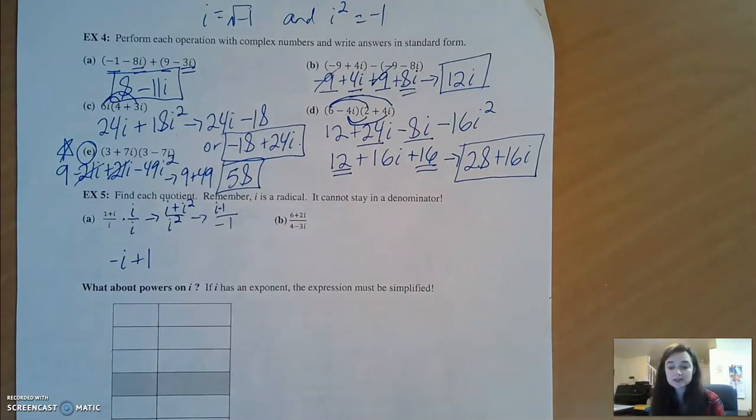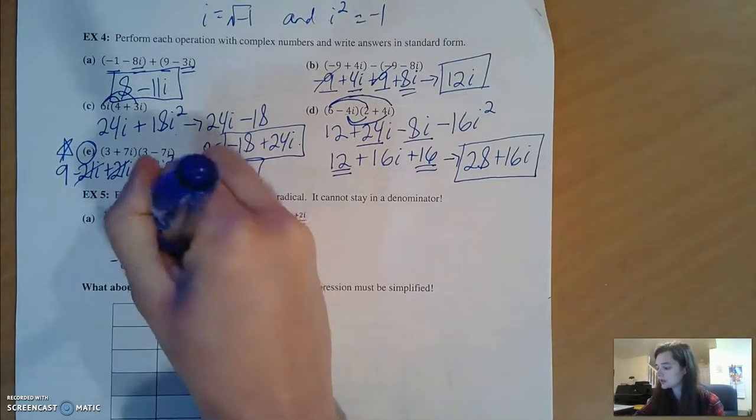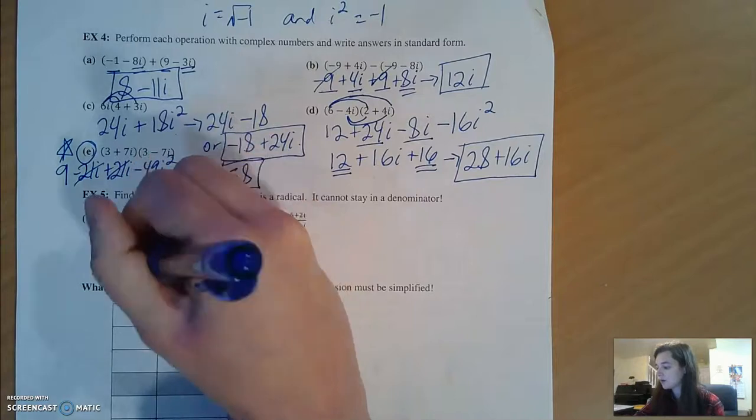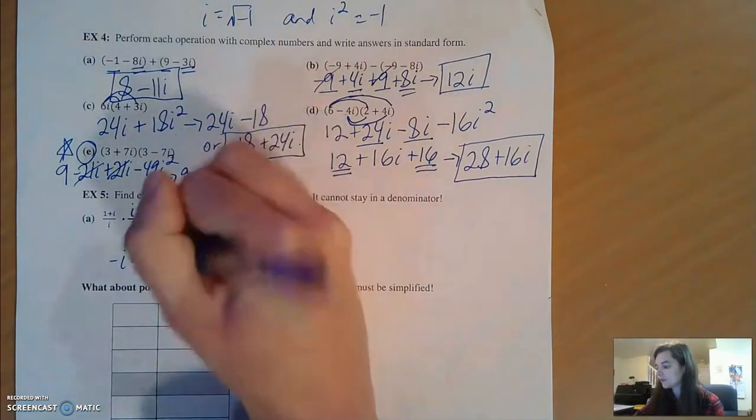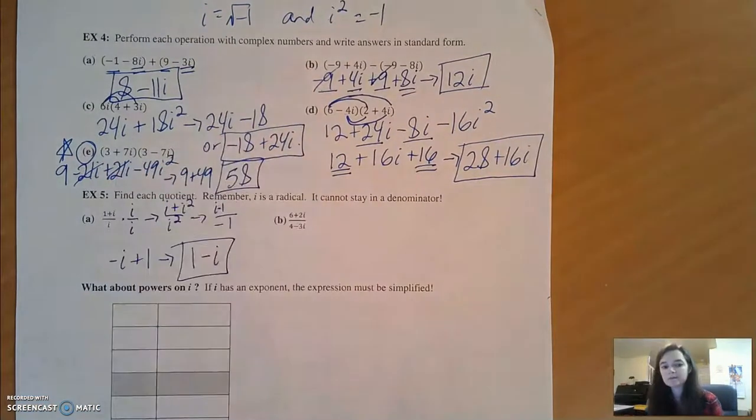So -i plus 1, if you want to rearrange that so we're in standard form, that would be a 1 in front, and then it'd be the -i second. So 1 minus i, if you want to be in standard form.